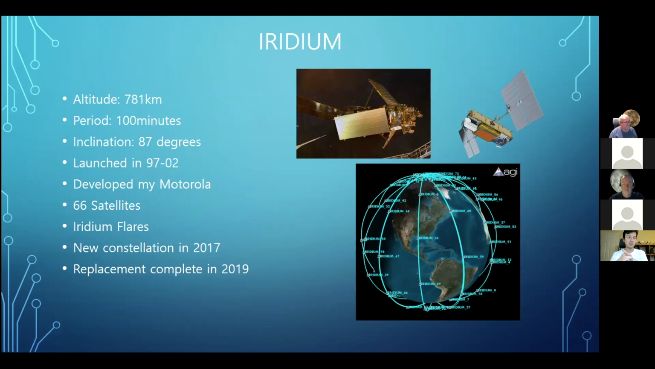They upgraded their constellation in 2017, and the way they did it is they launched more satellites, and then they started orbiting just above the current ones, and slowly shifted the current ones higher and replaced them with a new constellation. That was completed in 2019.